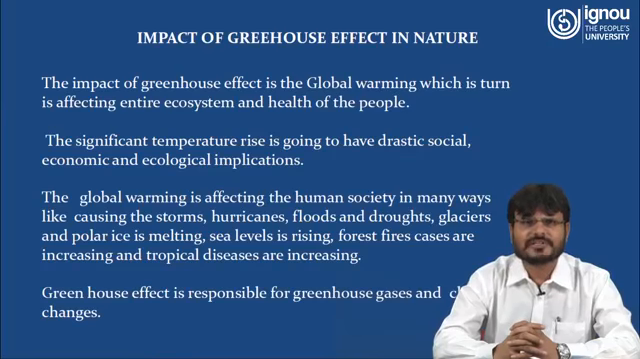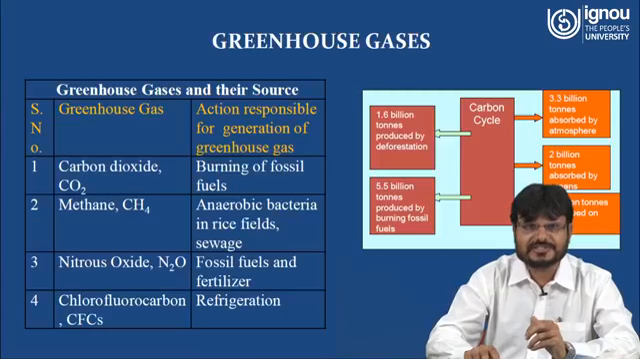Global warming is affecting human society in many ways, like causing storms, hurricanes, floods and drought. Glaciers and polar ice are melting. Sea level is rising, forest fire cases are increasing and tropical diseases are increasing. The greenhouse effect is responsible for greenhouse gases and climate change.